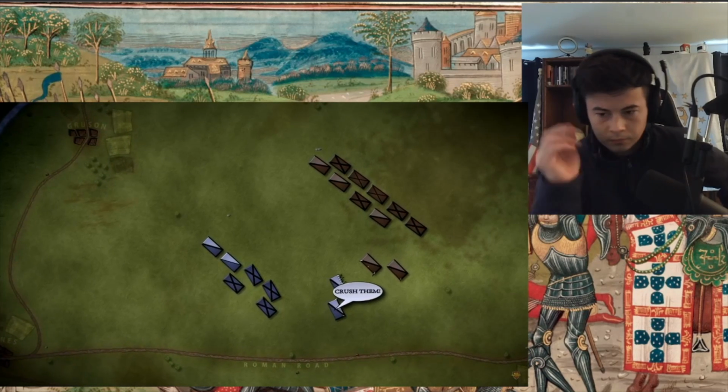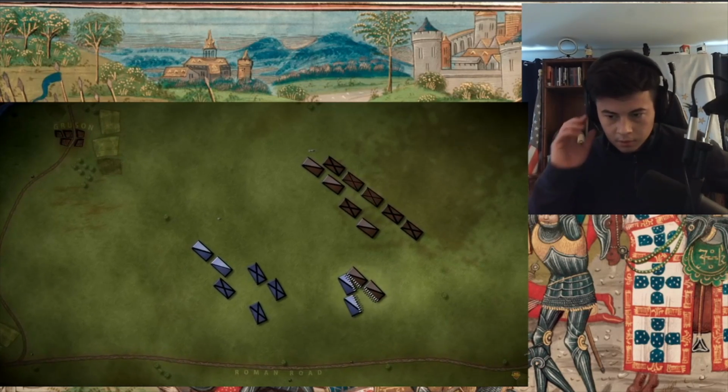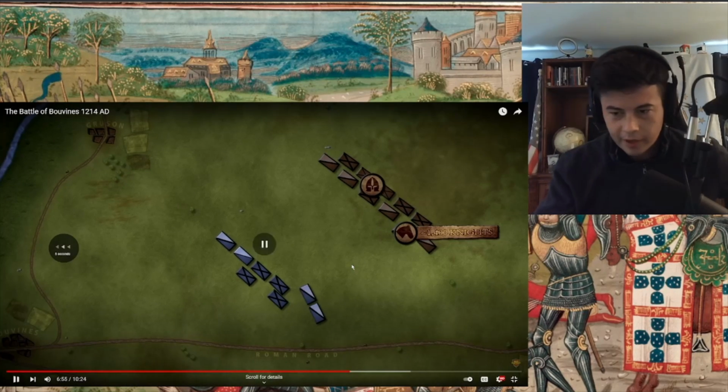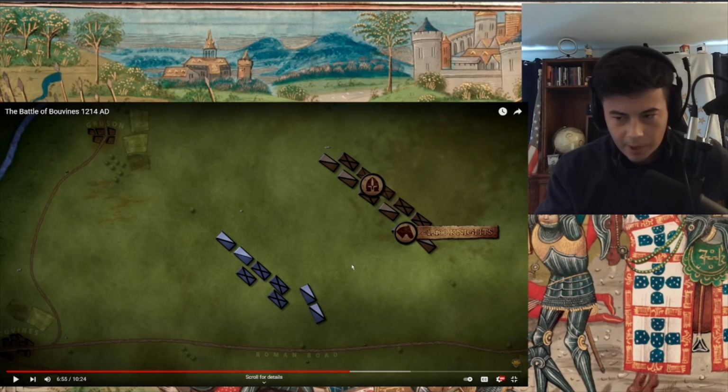The battle started with skirmishes on Philip's right flank, where French and Flemish knights charged at each other. Sorry, I love that. I love that noise. It's a great start of battle noise right here.